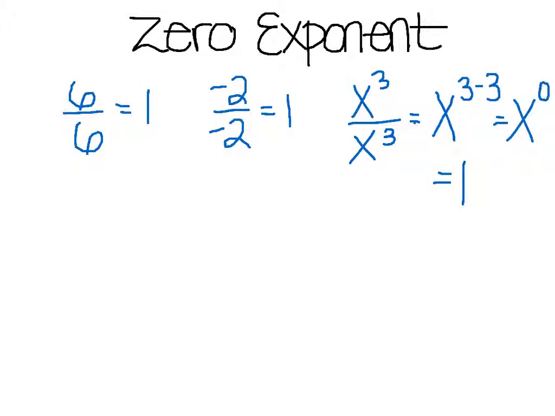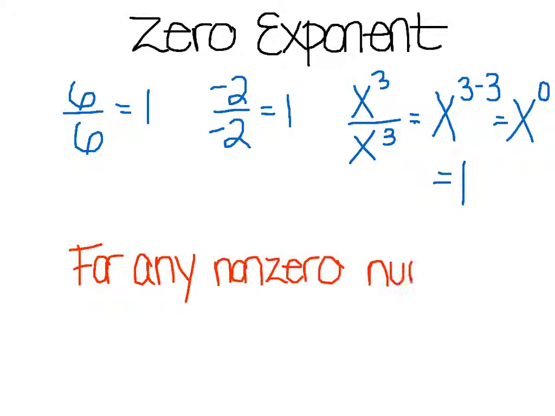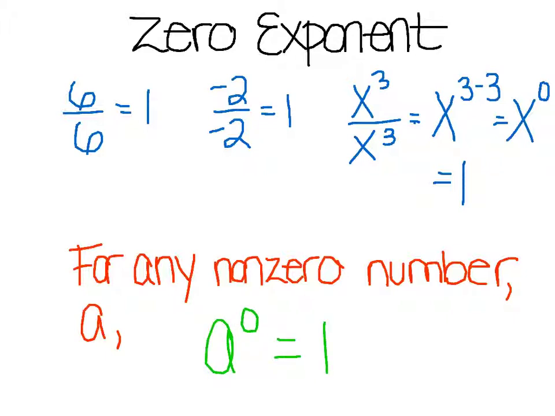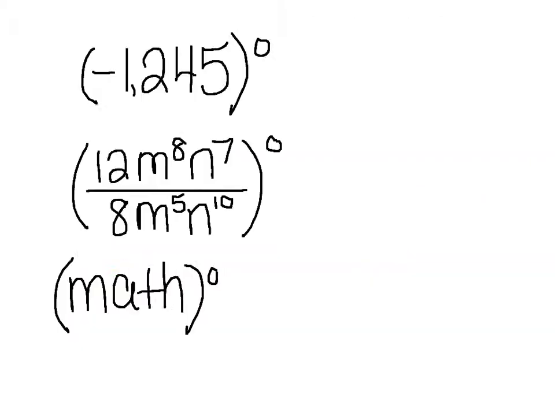So our rule, our law of the zero exponent, is for any non-zero number. This means that we cannot take 0 to the 0th power. So for any non-zero number a, the rule is a to the 0th power equals 1. So let's look at some examples. First of all, we have negative 1,245 to the 0th power. It doesn't matter what it is, but anything to the 0th power equals 1.